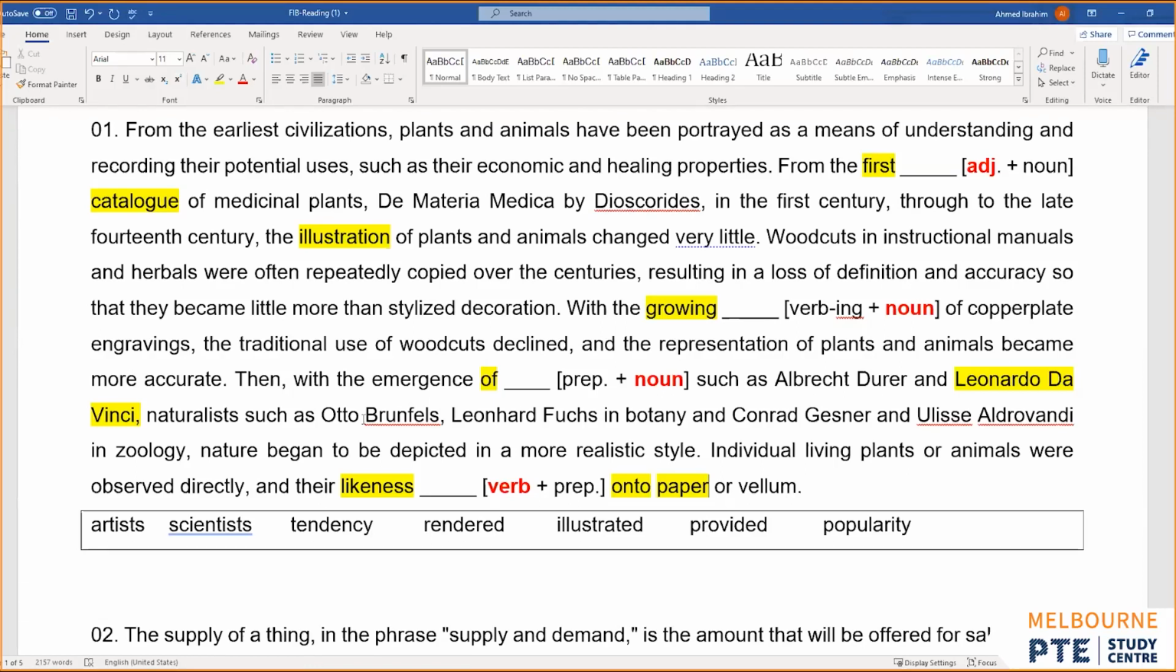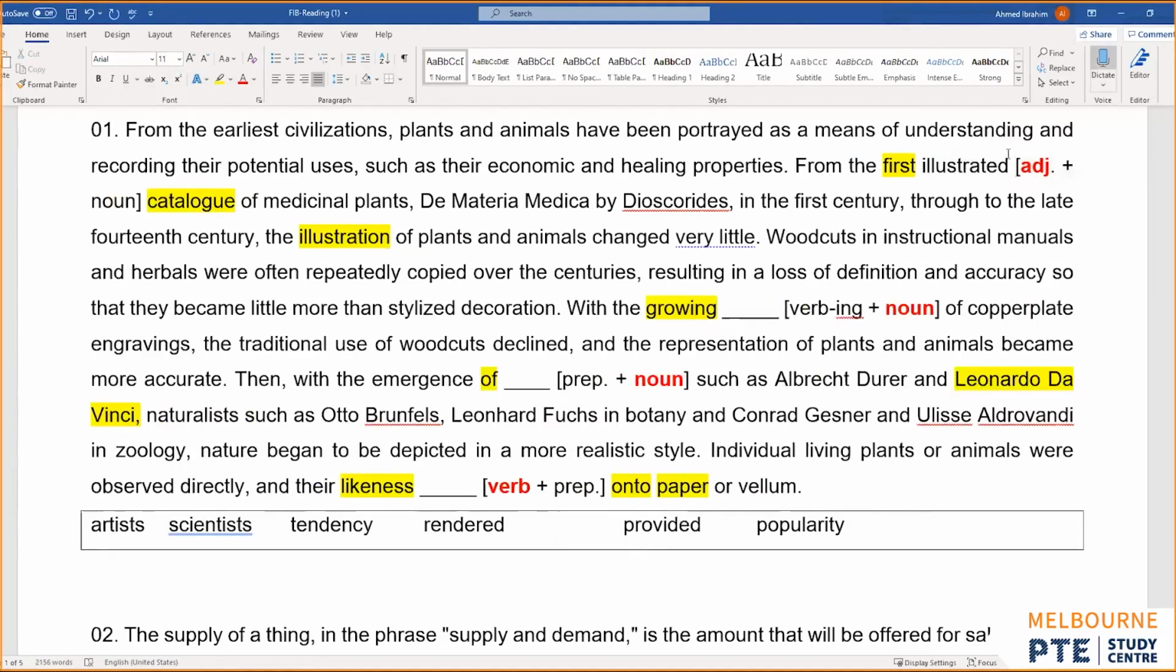Okay, guys, let's have a look at this question. So what does it say? From the first dash catalog of medicinal plants. So you're looking for an adjective. What do you think will come here? These are your words. Anyone? First, illustrated. Illustrated, good. Okay, now why illustrated? You are right, but why is illustrated my answer? Because of illustrations in the next chapter, in the next page. Good. And also the context.